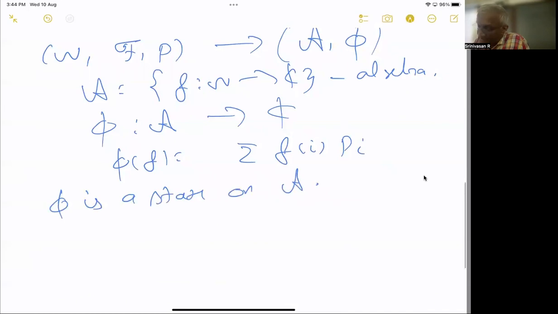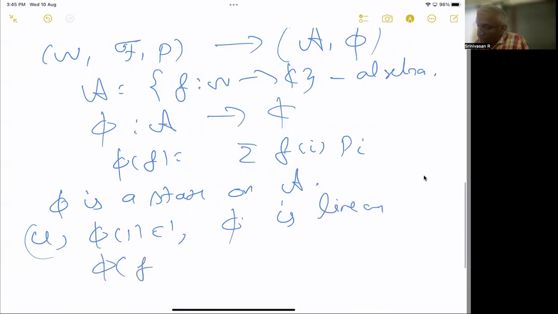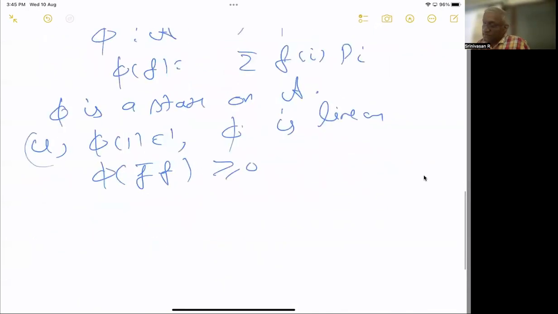State on A. That is, phi of 1 is 1, phi is linear, and phi of any f star f, f bar f, if you want, you just multiply, is greater than or equal to 0, which is clear. So this is what a state is.